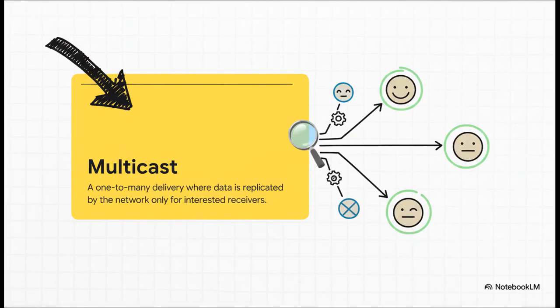So the really crucial point to get is this. With multicast, the sender sends the data just one time. The network itself is intelligent enough to copy that data, but, and this is the key, only at the intersections or routers that lead to someone who has specifically asked for it. That means no wasted bandwidth and no bothering devices that couldn't care less.